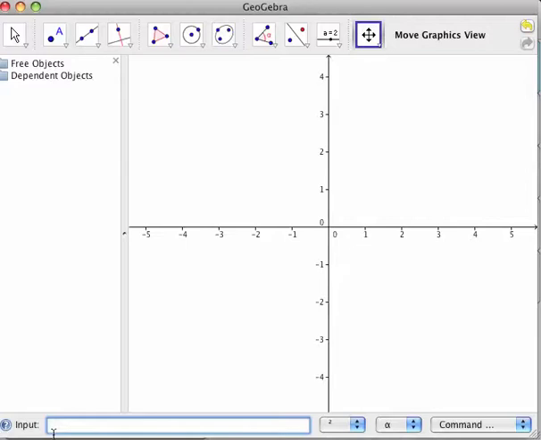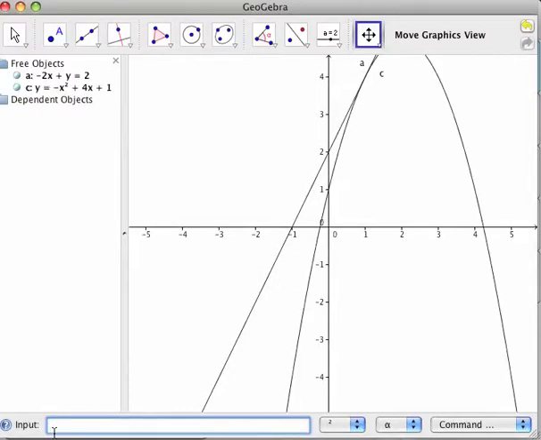And we've got 2x minus y equals negative 2. There's that line. Y equals negative x squared plus 4x plus 1. And we've got the parabola there. And then we'll look at where they intersect.